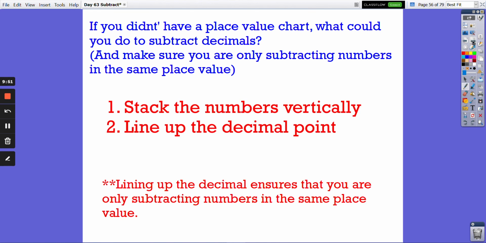Well, 1, you stack the numbers vertically, and 2, you line up that decimal point. Once the decimal point is lined up, you're making sure that all the place values are lined up too. You can only subtract numbers that are in the same place value.